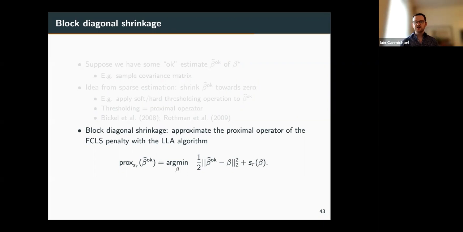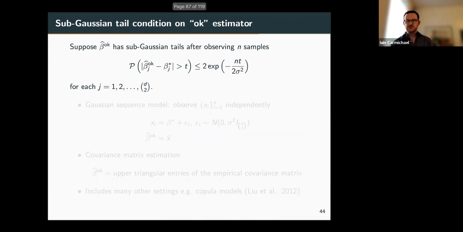And so we're going to try to do something that I'm going to call block diagonal shrinkage. In other words, given our OK estimator, we're going to compute the prox of the Laplacian spectral penalty. Or something like, given our OK estimator, let's find the nearest block diagonal matrix. So we're going to try to solve this optimization problem here. Of course, we probably can't exactly solve it, but we can apply the LLA algorithm. But before we do that, we need just one major assumption on beta OK.